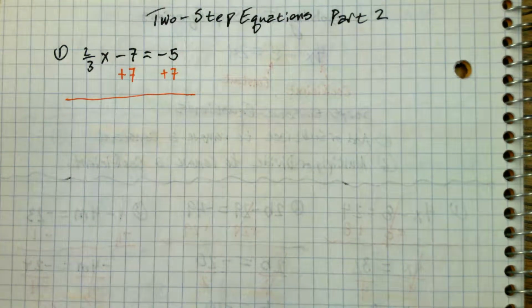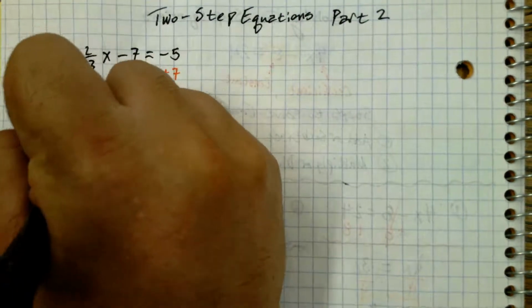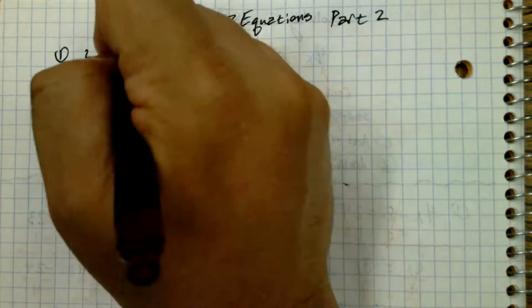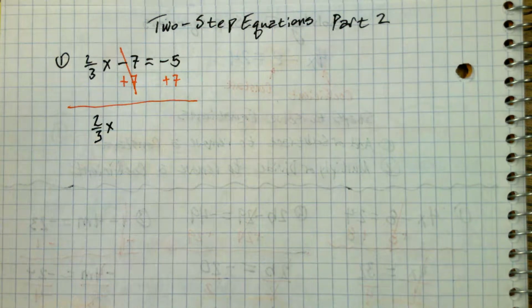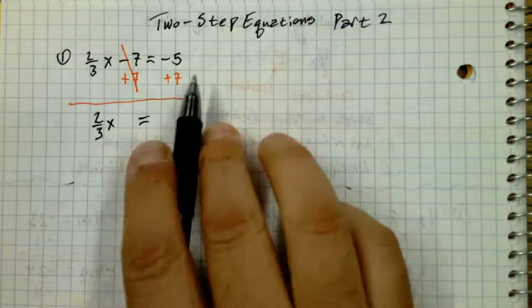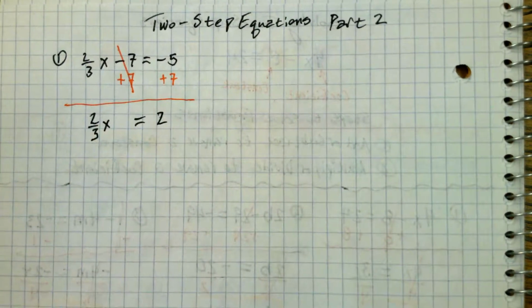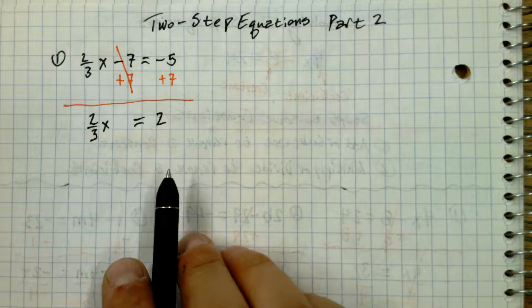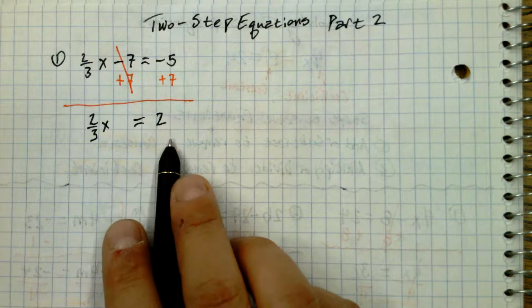And let's see what we have. Well, we didn't do anything to 2/3 times x. So that will come down. Then we've got -7 plus 7. Those make 0, so they cancel. Then we have -5 and 7. That's +2. So you really have to be comfortable with working with integers here. Okay, so now we have 2/3 times x equals 2.